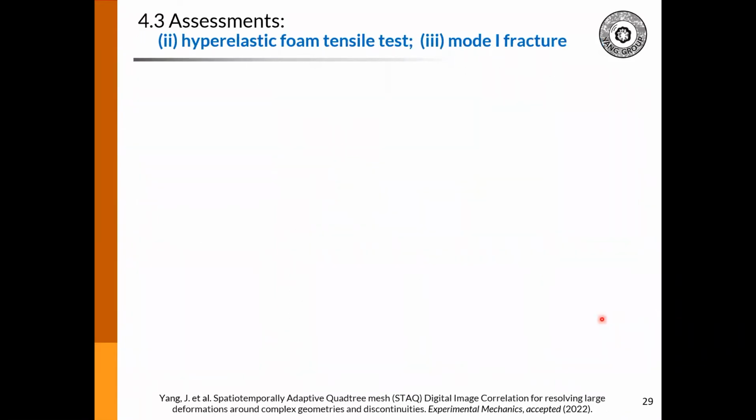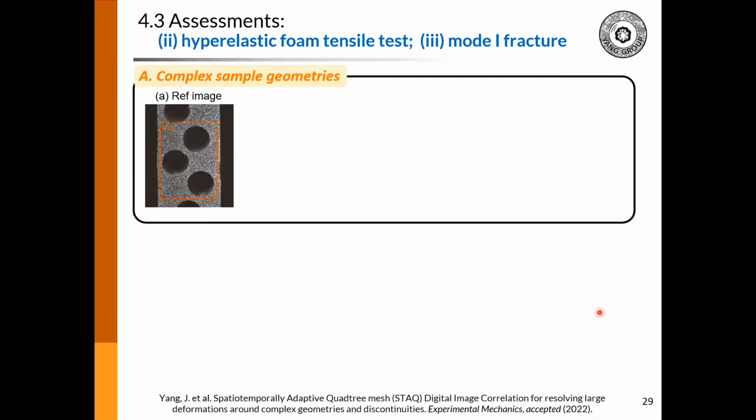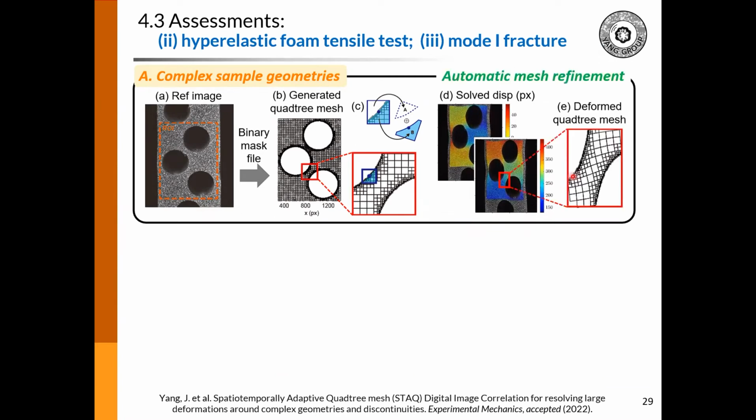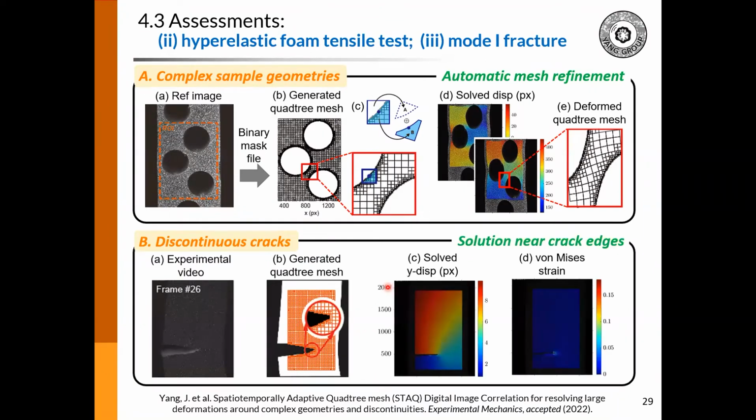We also tried some real experiments. The first is a real experiment for complex geometry. This is the same reference image, and we apply the mask file. We do uniaxial tension on these hyperelastic foam materials, so we can quantitatively track their deformation fields. You see how the quadtree mesh has been deformed under these soft deformation fields. And we also solve the discontinuity problem. This is a mode 1 fracture problem, and we can track the deformation field and calculate the strain fields.